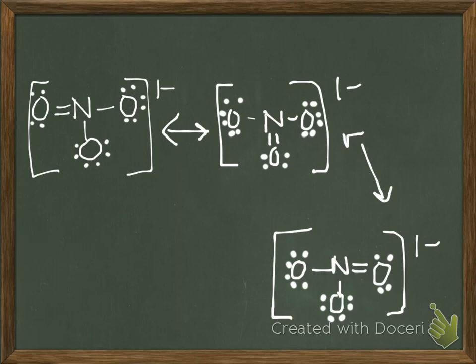Okay, so for the nitrate ion, if you don't write all three possible locations, it's wrong. You have to show the resonance for that. And you have to show the brackets because it's an ion, and you have to show the charge. Question.